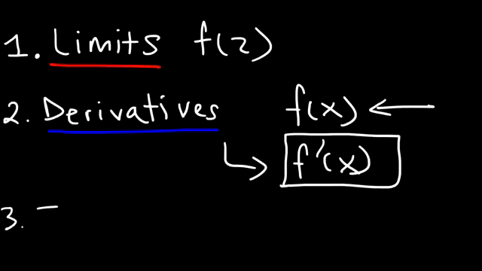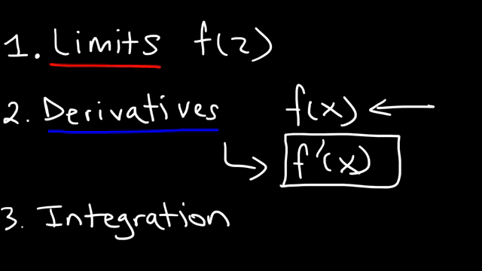Now the third area is integration. Integration is basically the opposite of derivatives. With integration, you're basically finding the area under the curve. Integration is very useful for calculating how much something accumulates over time. And what you need to know is that derivatives and integration are opposites of each other.